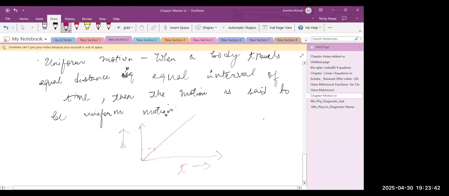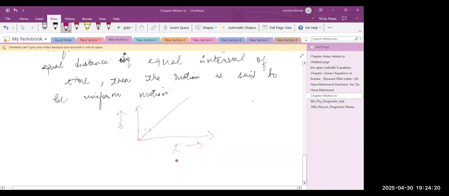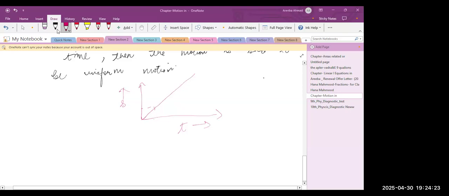Made it? Done. Okay. So what is this line called? This is called the slope. The slope of the distance-time graph gives us speed, right? Okay. Anyways, the next part is about non-uniform motion.